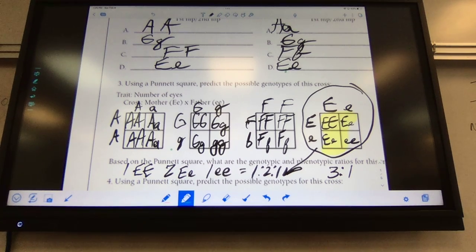You have two that are the same and two that are the same. That's a 2 to 2 ratio, or 1 to 1. You always simplify it as much as you can. 1 to 1 genotype ratio. And they all have one capital F, so they're all going to look the same. So it's just called 1.